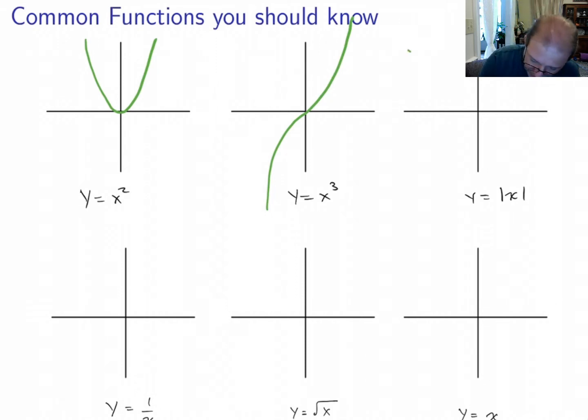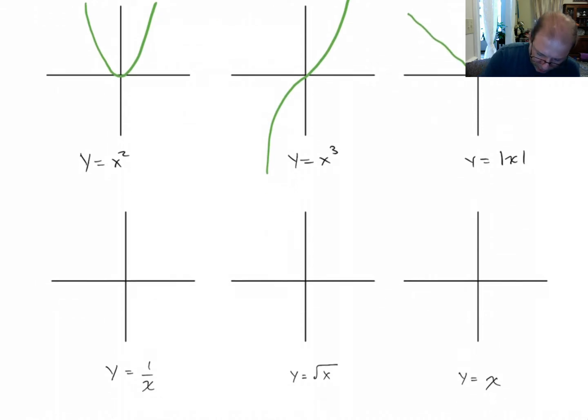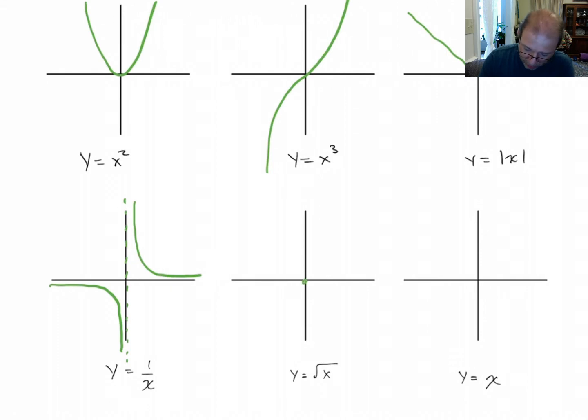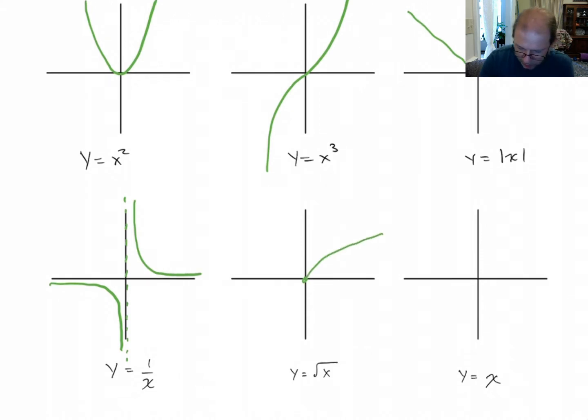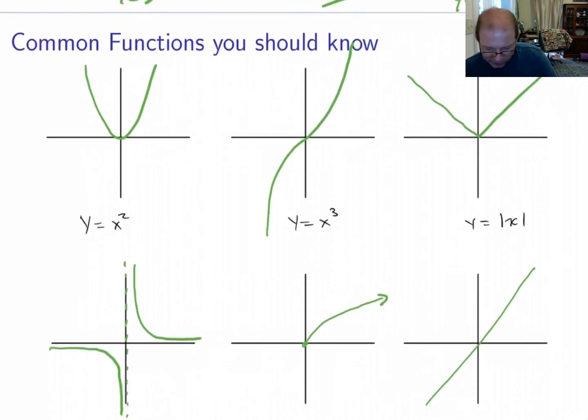The absolute value of x is shaped like a V. Y equals 1 over x has an asymptote here, and it looks like this. Y equals square root of x looks like this. It's half of a sideways parabola. Let me try that again. It looks like that, roughly. And y equals x, of course, is just this line here. So those are some basic functions you should know.